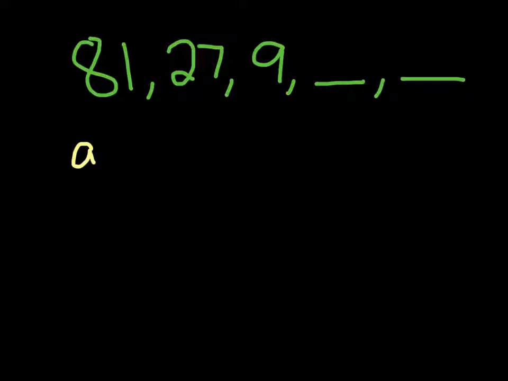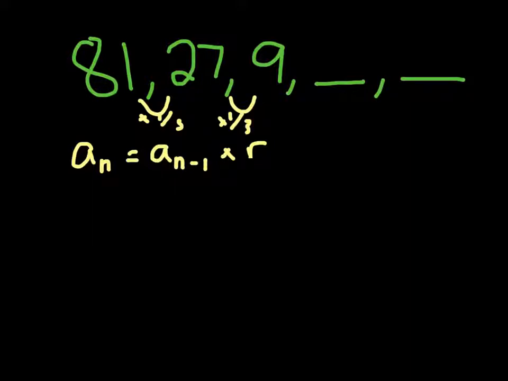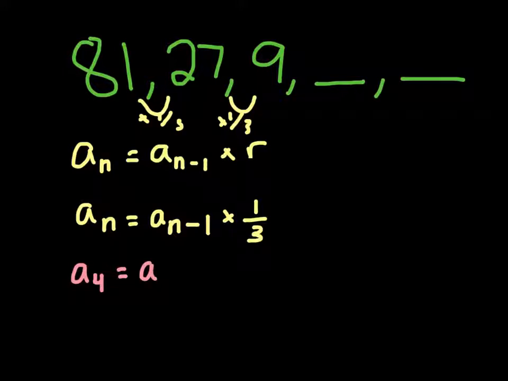We know a of n is equal to a of n minus 1 times r. In this case, r is times 1/3. So we can rewrite this as a of n is equal to a of n minus 1 times 1/3. Let's say we want to find the fourth term in this series. So a of 4 is equal to a of 3 times 1/3. A of 3 is 9 times 1/3, which is equal to 3.